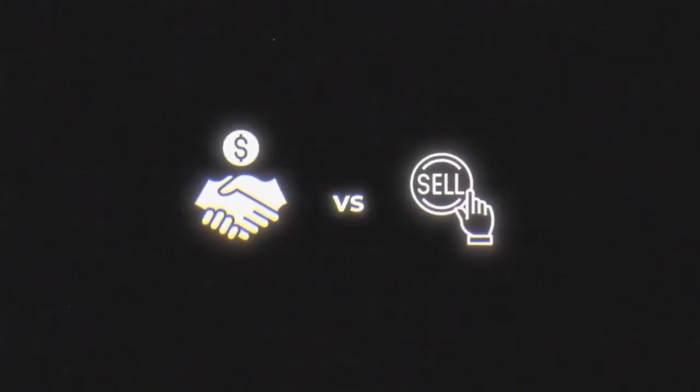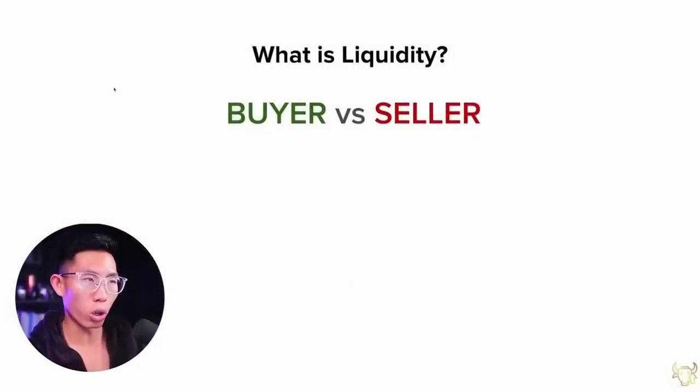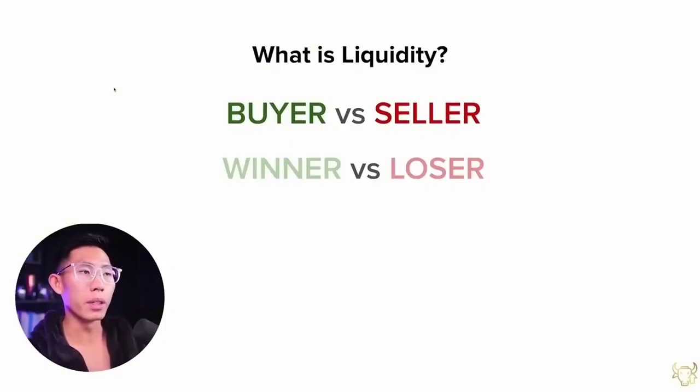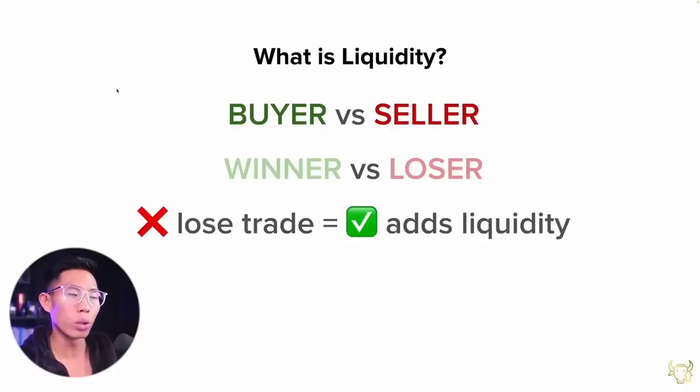You must understand that for every buyer, there is a seller, because there needs to be a seller on the other side to fulfill your buy order. This also means that for every winner, there will be a loser. That's just how trading is, and every time you lose a trade, you are essentially adding liquidity into the market. This is the key to what we're going to cover later.